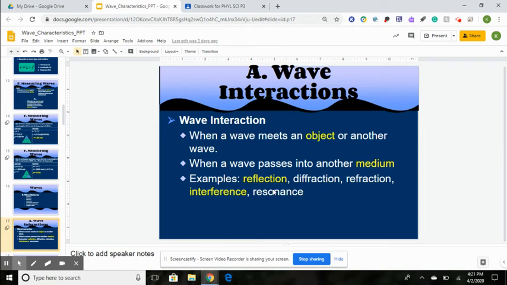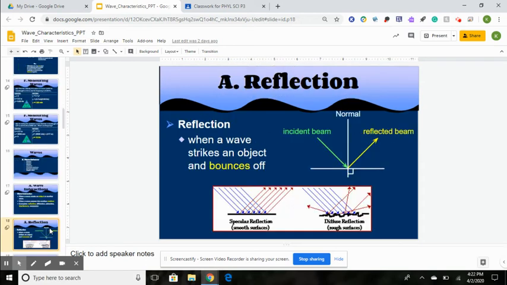Examples of this are reflection, diffraction, refraction, interference, and resonance. We'll talk about all of these, and a lot of them you've already experienced or seen yourself. Reflection is when a wave strikes an object and bounces off of it. Let's say you have a light ray that hits a mirror and bounces off. The color or the image you see is a reflection of that light.